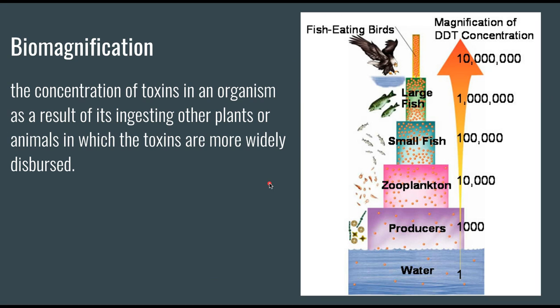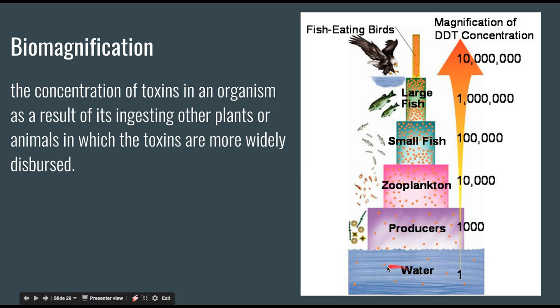Biomagnification. This is the idea that the concentration of toxins, these are bad things, it could be mercury, it could be DDT, it could be any of these nasty things that we find in our environment sometimes. So the concentration of them in an organism as a result of its ingesting, that means eating, other plants or animals in which the toxins are more widely dispersed.